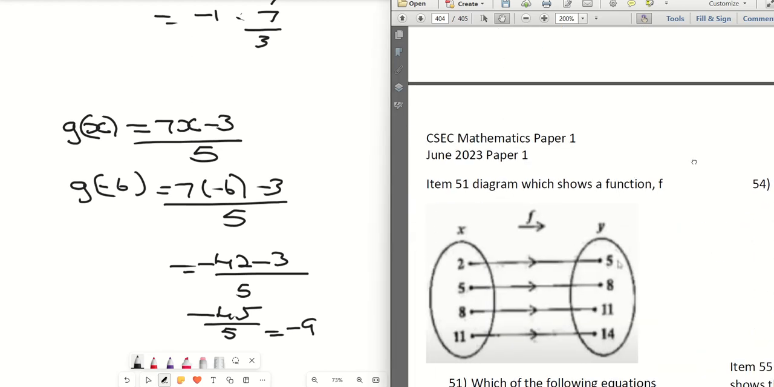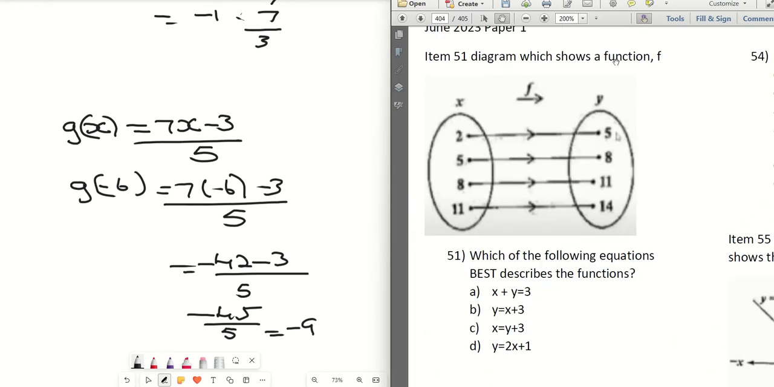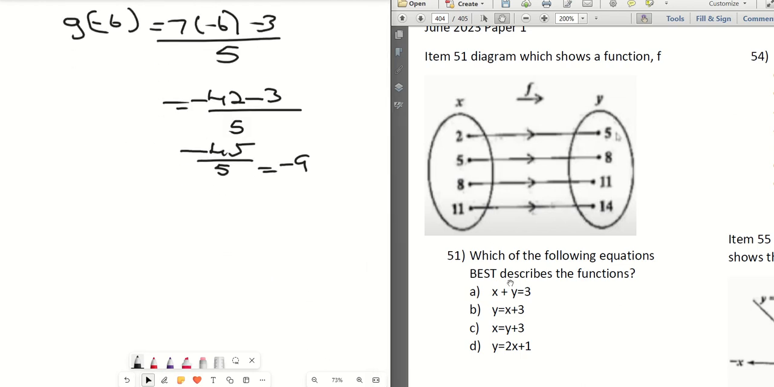All right, let's go to 51. The diagram shows the function 2 to 5, 5 to 8, 8 to 11, 11 to 14. Which of the following best describes the function? The difference between 2 and 5 is 3, 5 and 8 is 3, 8 and 11 is 3. So that means x plus 3 is equal to y, right? You're just finding the relationship between these. What do you have to do to x to make y? You have to add 3, right? So therefore, we can say that y is equal to x plus 3. So 51 is B.